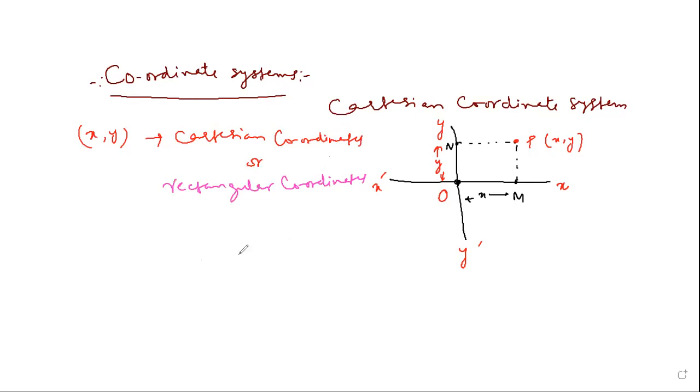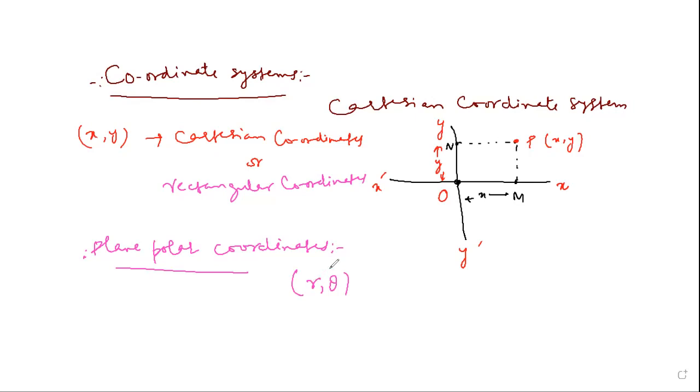Sometimes it is more convenient to represent a point in a plane by its plane polar coordinates. It depends on the problem. Sometimes it is more convenient to use polar coordinates. Here we call them plane polar coordinates because we are talking in two dimensions. Plane polar coordinates are represented by r and theta. What are r and theta?